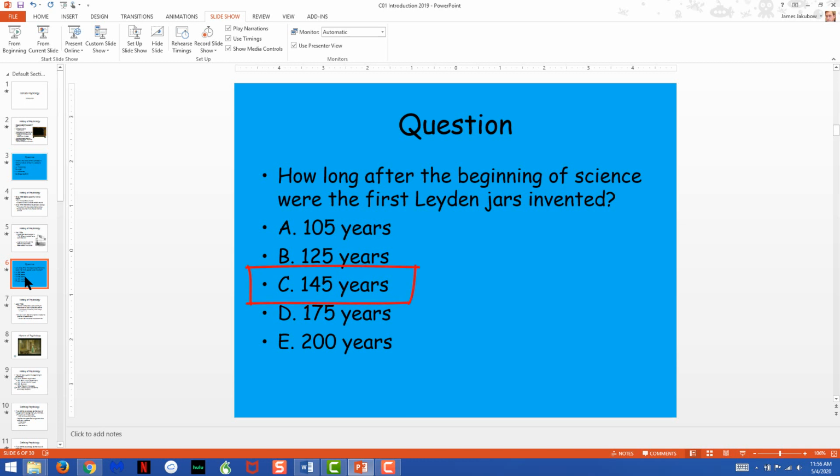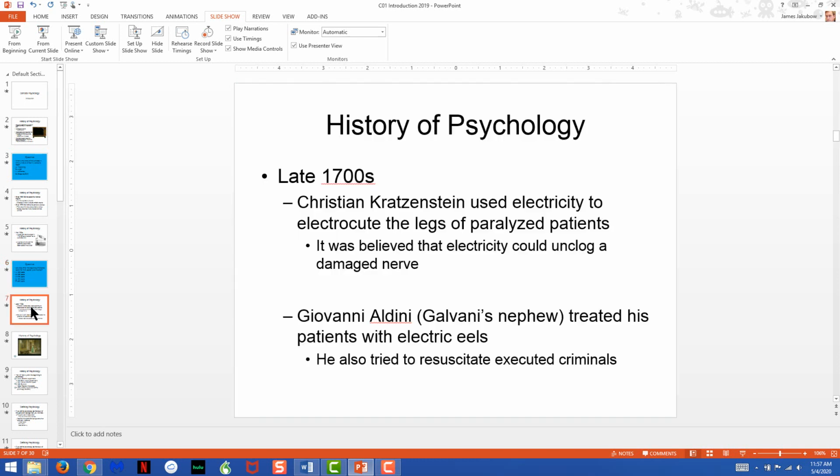145 years. That's correct. Because science begins at about 1600, and it was about 1745 that the first Leyden jars were created. So after those Leyden jars were created, what you wind up seeing is an application of electricity to a wide range of medical interventions.